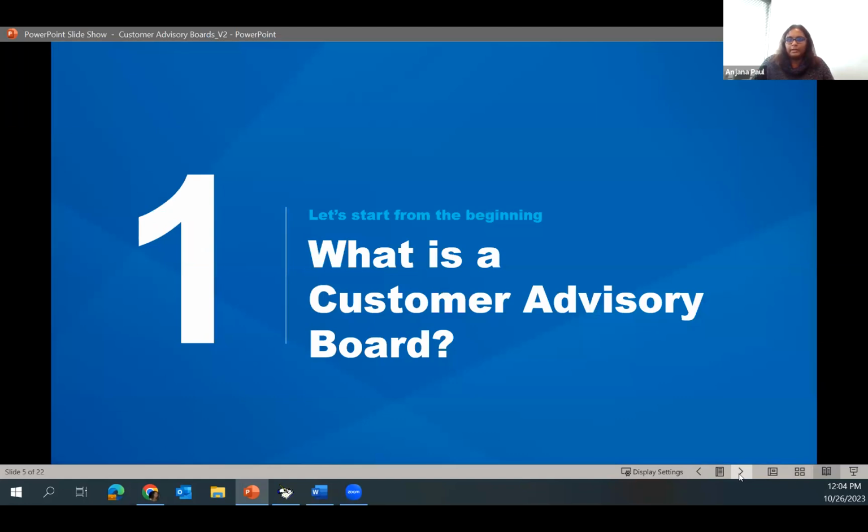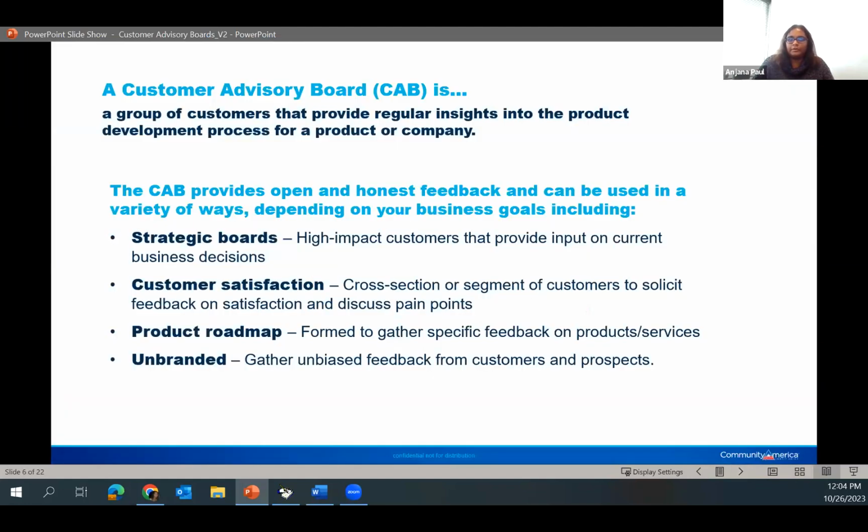Let's go into what is a customer advisory board. Basically, a customer advisory board is made up of your customers. They could be a group based on a persona or several personas that you have, and that group provides you with regular feedback. It could be specific to a product that you offer, or it could be some other things as well.